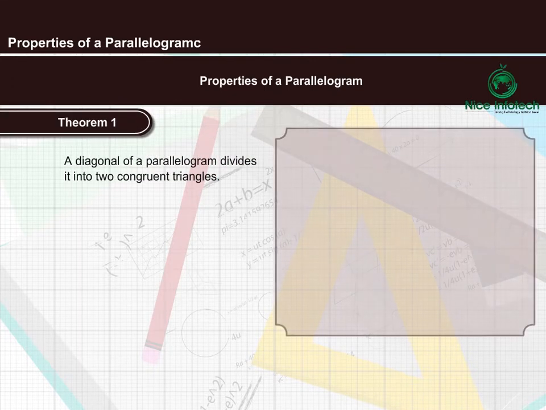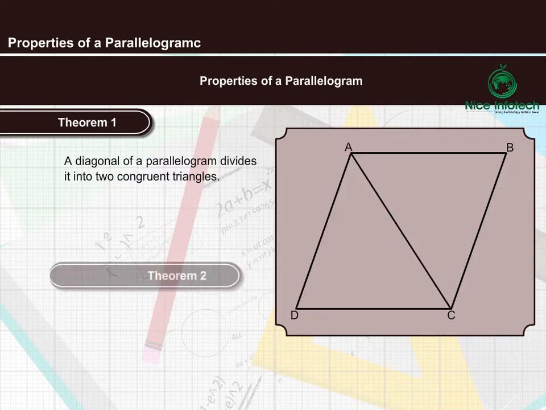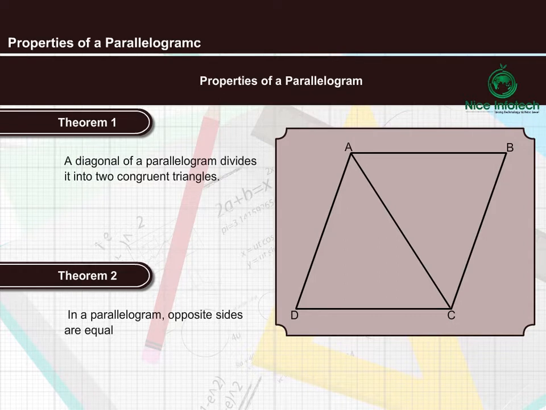First theorem is, a diagonal of a parallelogram divides it into two congruent triangles. Look at the figure. ABCD is a parallelogram and diagonal AC divides it into two congruent triangles. That is, triangle ABC is congruent to triangle ADC. Second theorem is that the opposite sides are equal. In the above figure, AB is equal to CD and AD equal to BC.